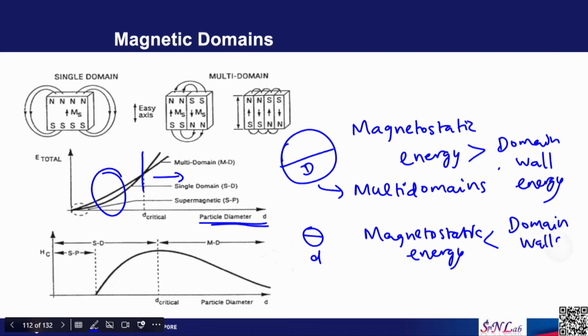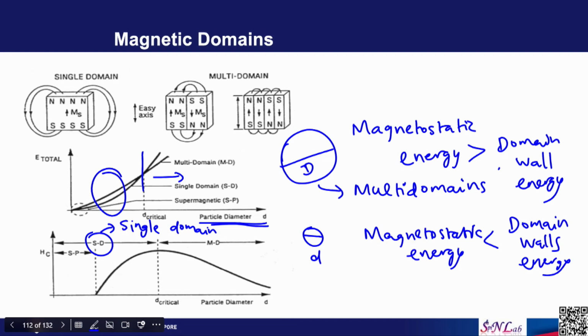Suppose the system forms domain walls, the energy from domain wall formation will be very high. So in this case the system will just not bother, it will not form any domain, it will exist in a single domain state. So when you say SD, it means single domain. When the particle size is very small, the system does not form domains, but when the particle size is very large.